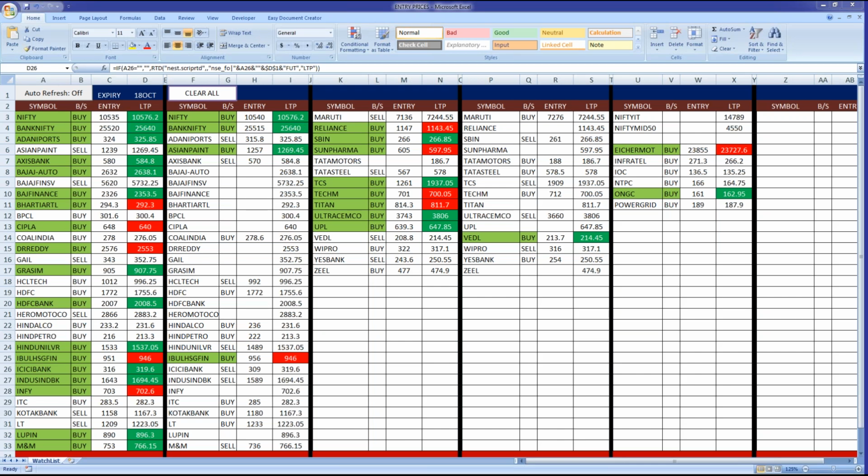Hero MotoCorp is my other call. It has been flat for roughly around 3 days, so I won't be entering into Hero MotoCorp. And we have the results also today. That's the other thing. And we have a call in Tata Steel. The entry price is 576, 577. So I'll just change this to 577.